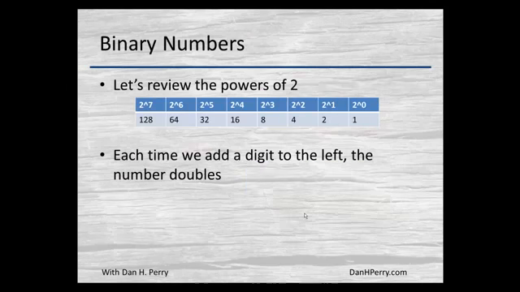we need to. With binary numbers, instead of powers of 10 for each digit, it's a power of 2. So looking at the powers of 2 in decimal, we went from 1 to 2 to 4 to 8, doubling each time, unlike decimal numbers when we increase by a power of 10 each time.